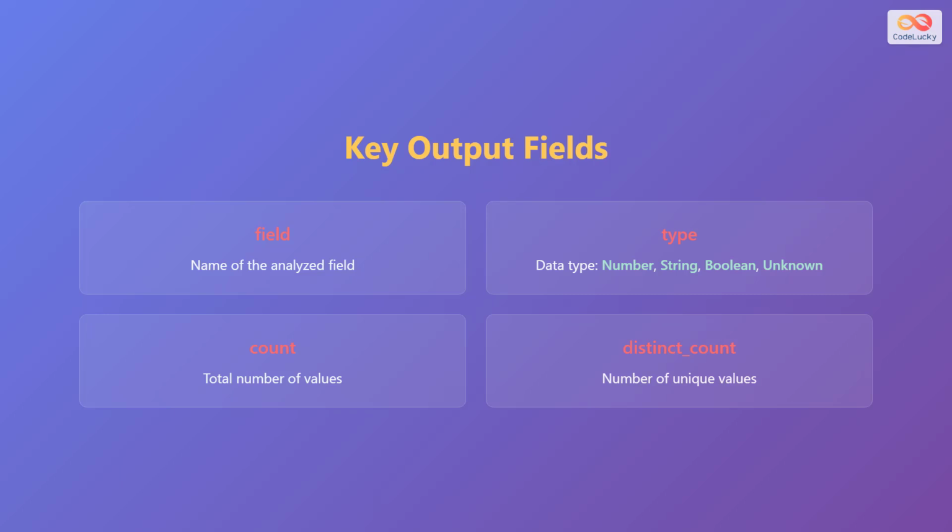When you run the analyzefields command, it generates several key output fields that provide valuable insights about your data. The field column shows the name of each analyzed field. The type column indicates the data type, which can be number, string, boolean, or unknown. The count field tells you the total number of values for that field across all your events. The distinct_count field shows how many unique values exist for each field. These 4 fields form the foundation of the analysis report.